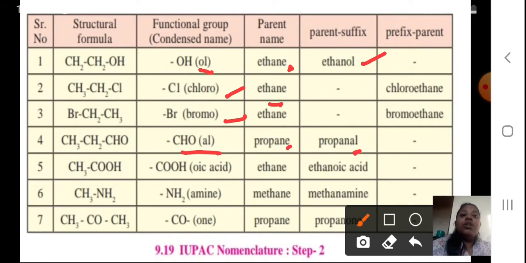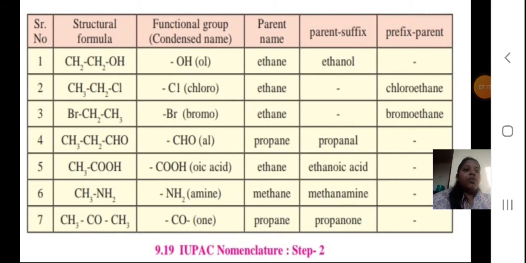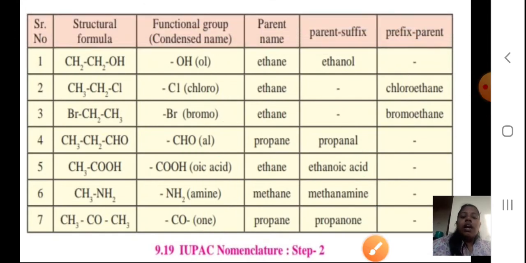Okay, students, if you have the acid, OIC, carboxylic acid, so you have to write OIC acid. So see here, E is replaced by OIC, so it became ethanoic acid. Okay, amine, E you will remove, and you have to write methylamine. Then if it is a ketone, you have to attach ONE. E will be replaced by ON. So students, I hope the table is clear to you. Okay, now should we proceed? So I hope you understood this.